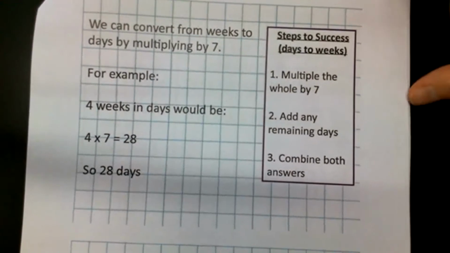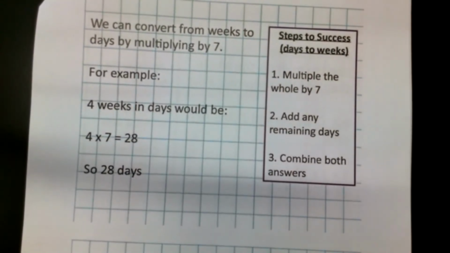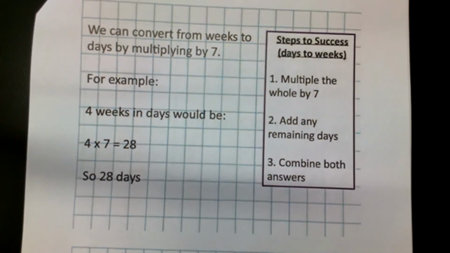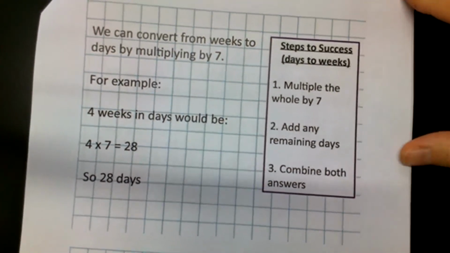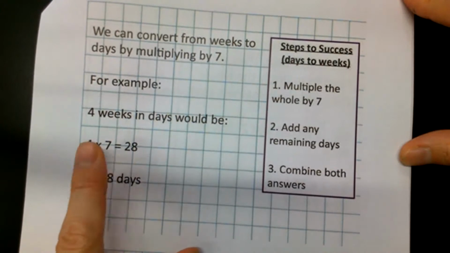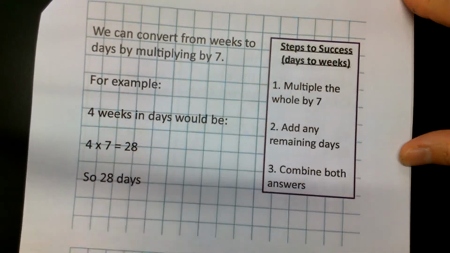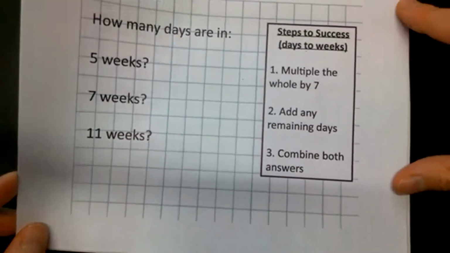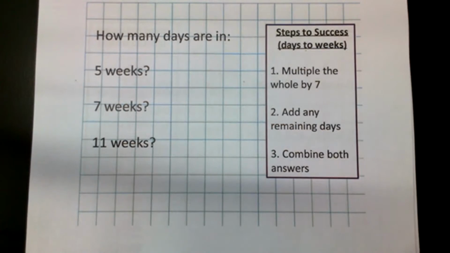Now we can convert from weeks to days by multiplying by 7. So, for example, here, 4 weeks in days would be 4 times 7, which gives us 28. So there would be 28 days. It's a straightforward multiplication. If you know your times table, this will be a cinch.